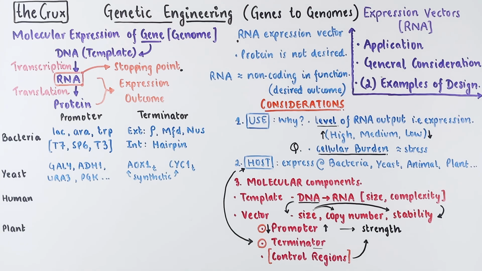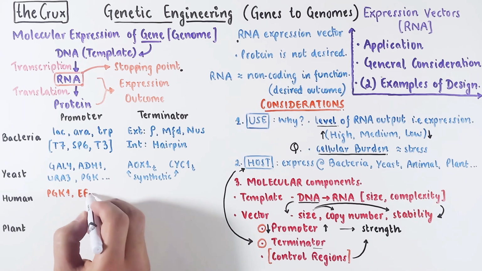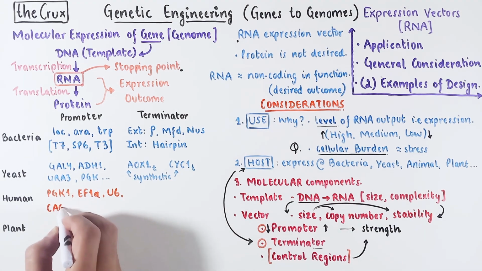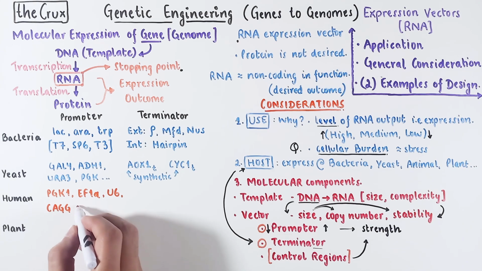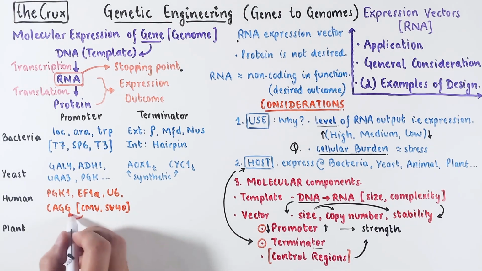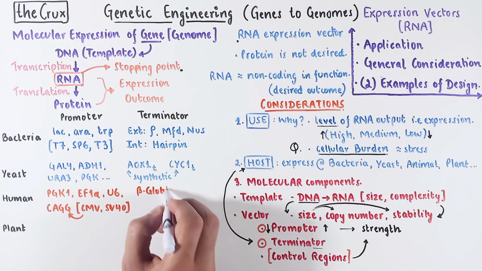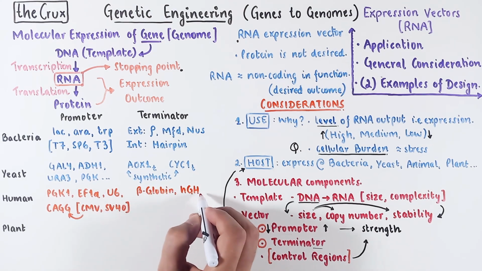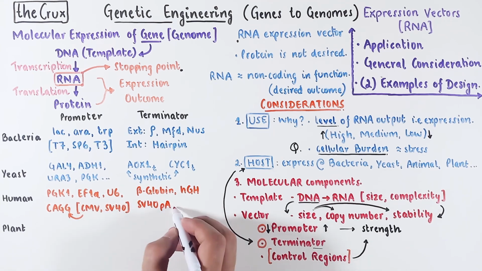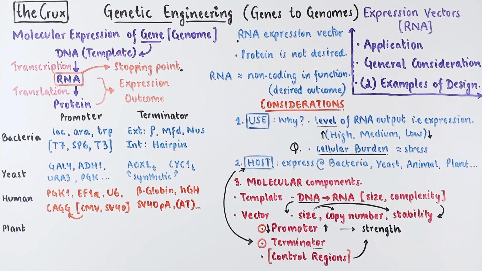Expression in humans typically involves using promoters from genes like phosphoglycerate kinase from glycolysis, the elongation factor 1 alpha from translation, the U6 from the spliceosome, or some weird ones like CAG. Viral promoters work pretty nicely in humans as well. Termination sequences are used from the globin gene, typically ones from rabbit or rat, or growth hormone genes. A stretch of poly-A can also terminate transcription, although it's not as efficient.